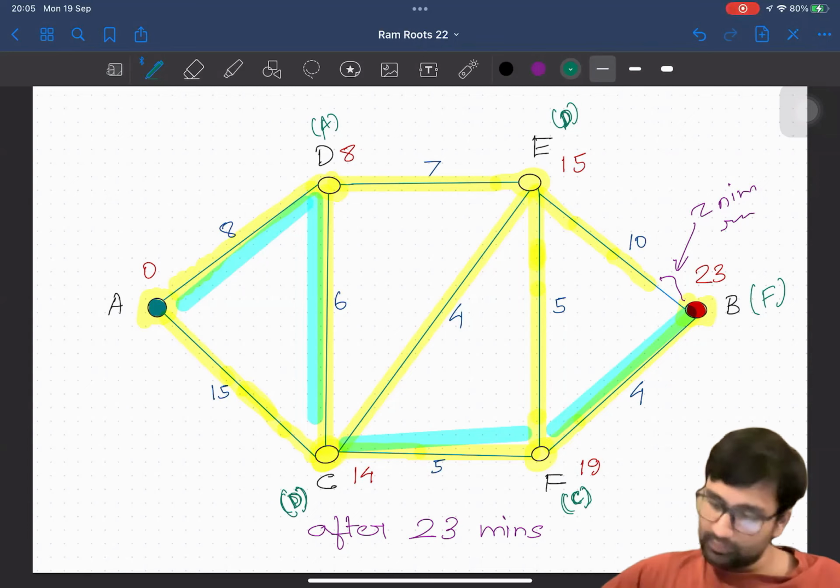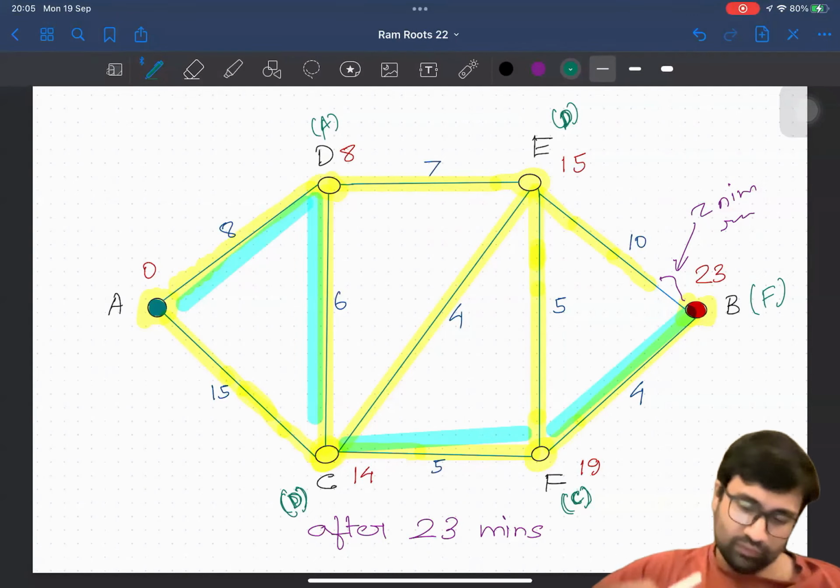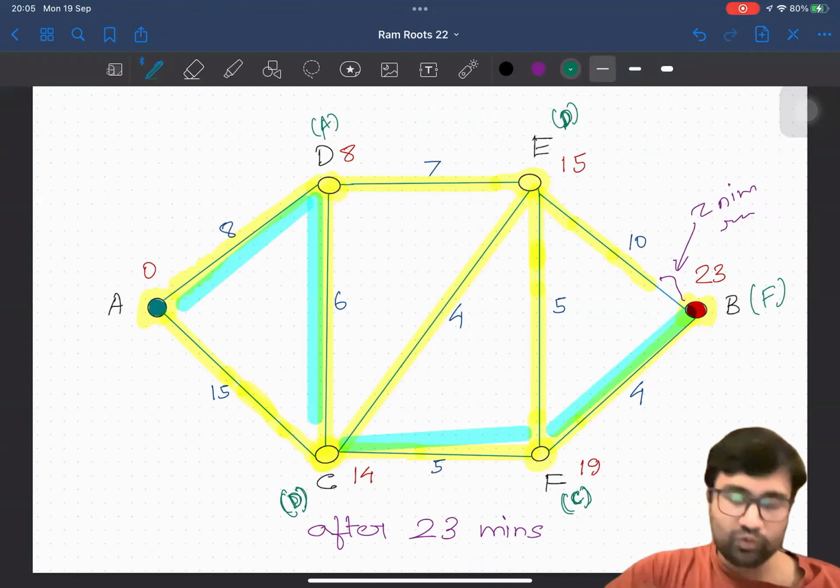So the fire has gone like this. So from B, I find out that I have to go to F. From F, I have to go to C. From C, I have to go to D, and then from D, I have to go to A.